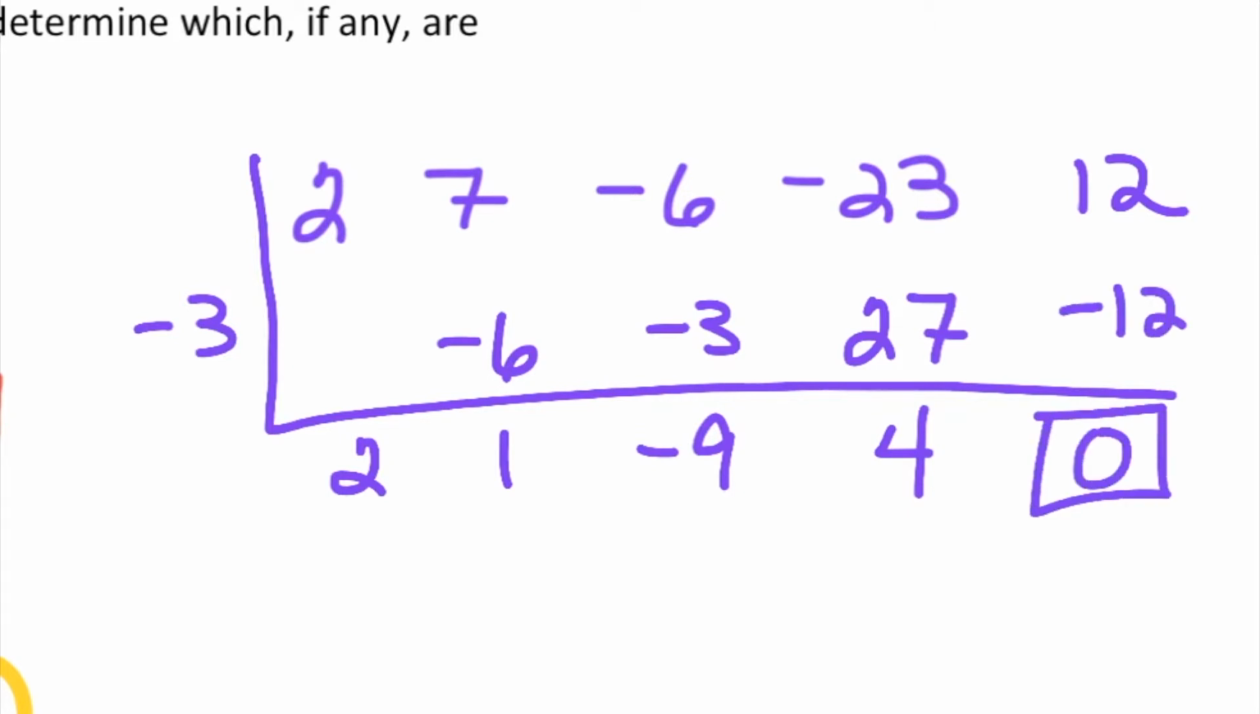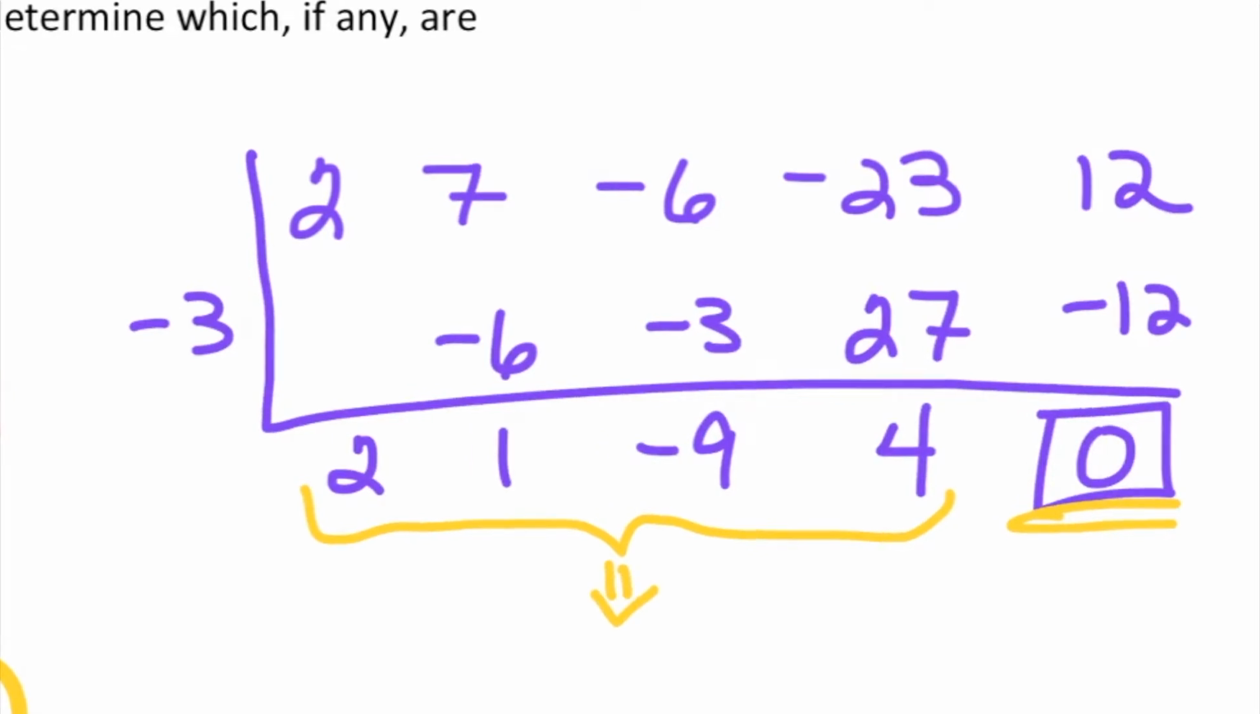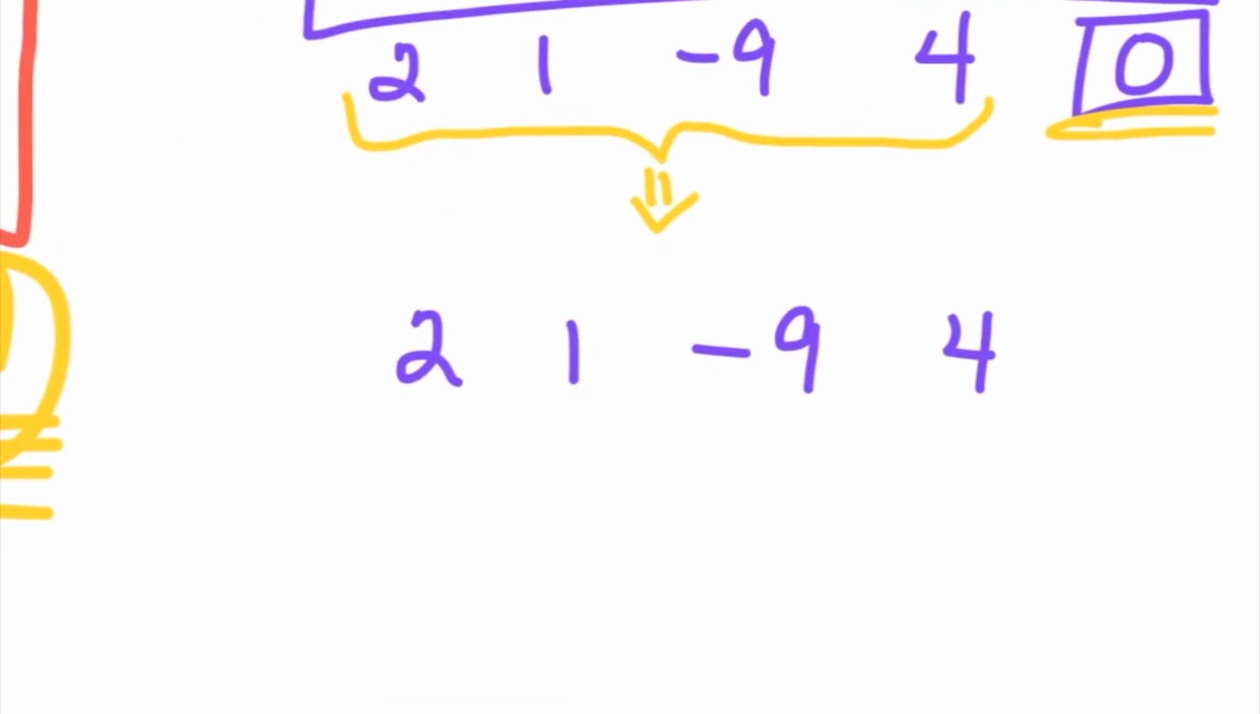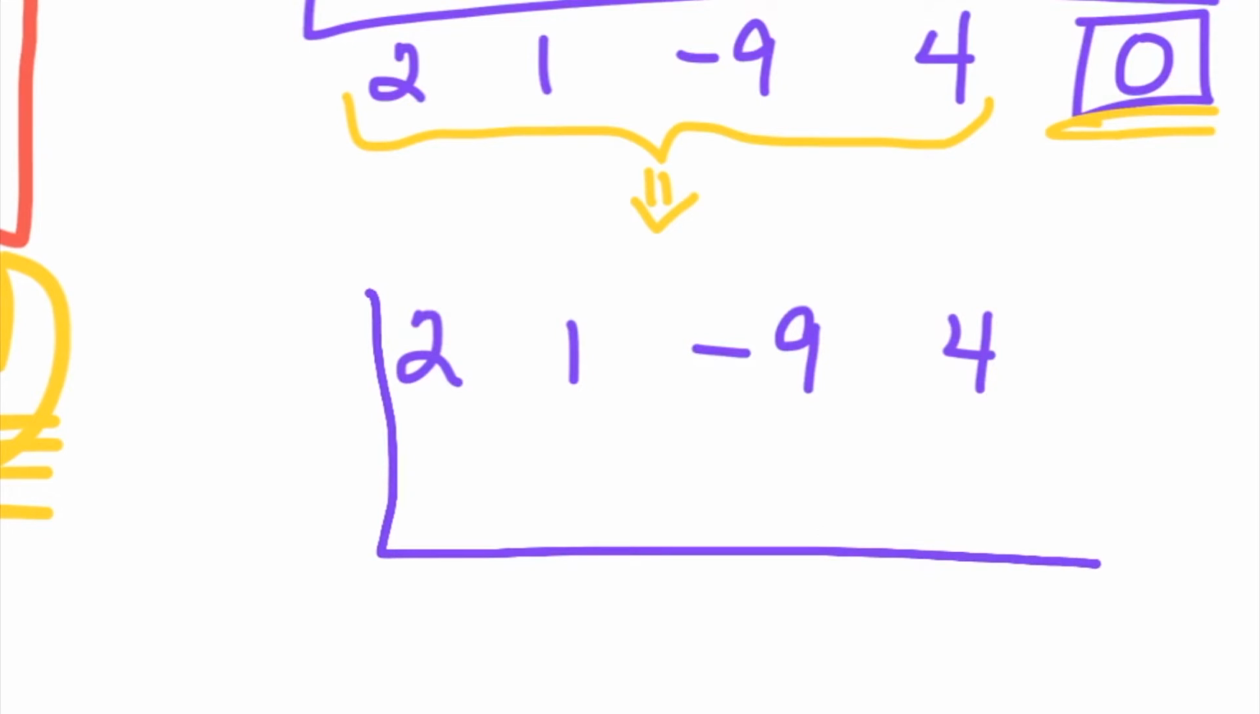Because you know for a fact that these are x-intercepts, you know for a fact that your remainder here is going to be 0. What you really want is this quotient, because that's what you're going to divide the 1/2 by. So I'm going to take the 2, 1, negative 9, and 4. You can build that like a pyramid. You don't have to rewrite it if you don't want to.